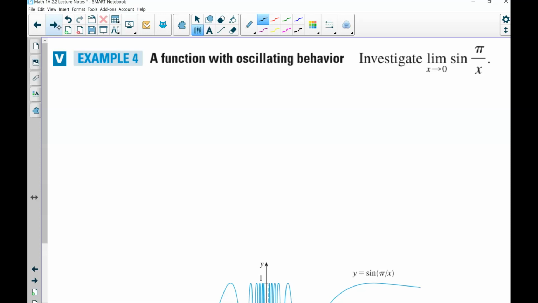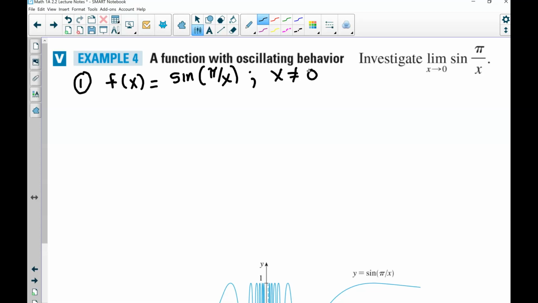Okay, let's take a look at example number 4, which is a function with oscillating behavior. And again, we're going to investigate the limit as x approaches 0 of sine of pi over x. Now, when f of x is equal to the sine of pi over x, it is undefined where x equals 0.